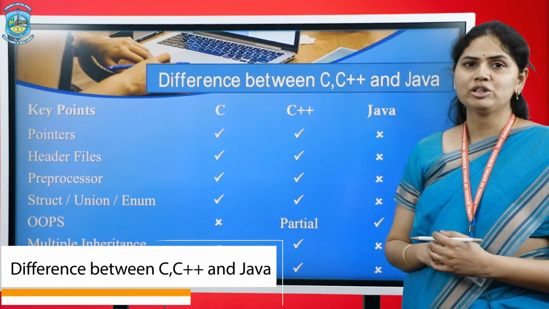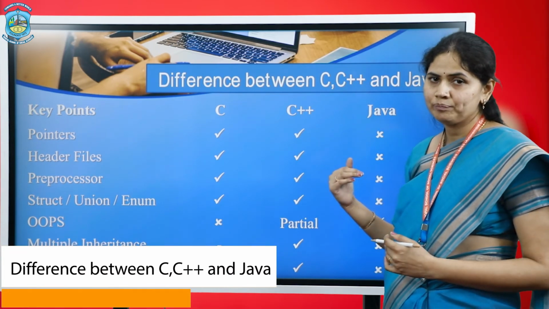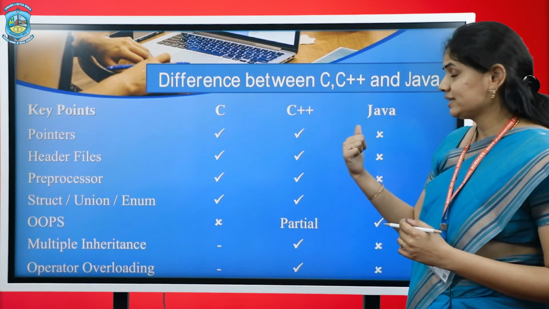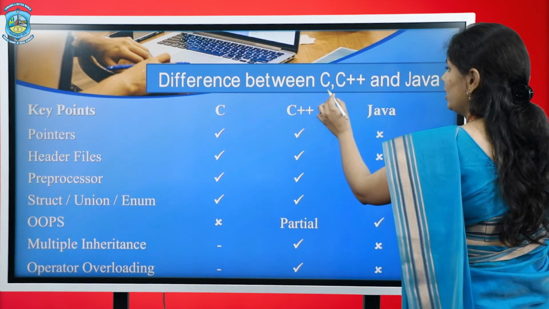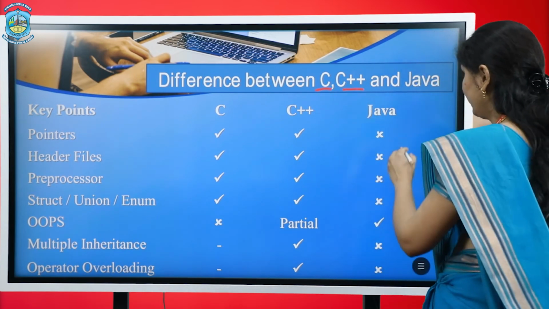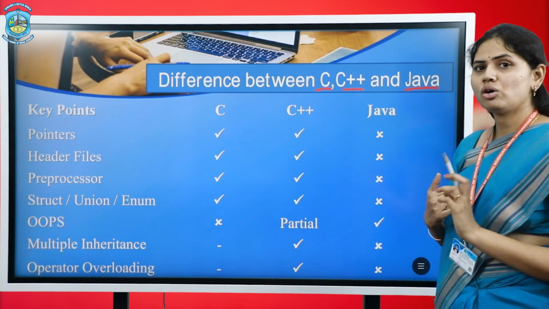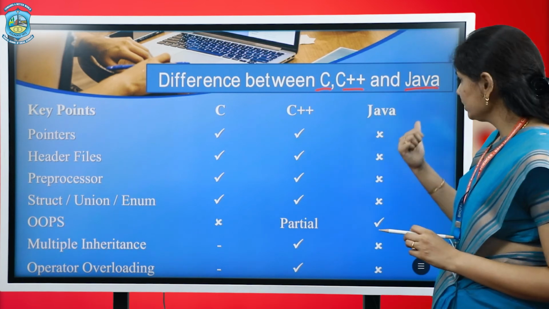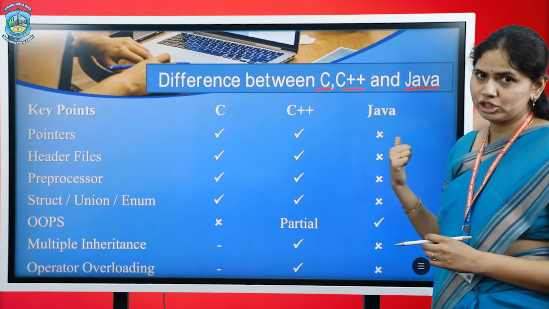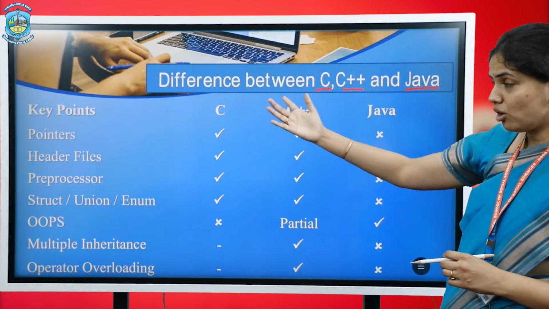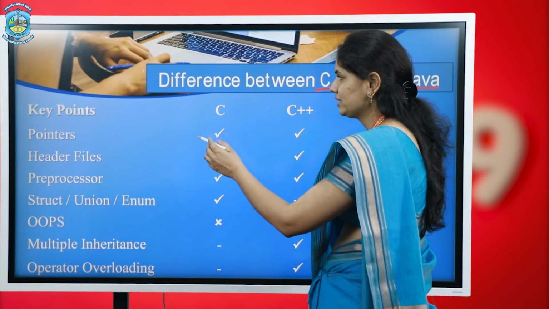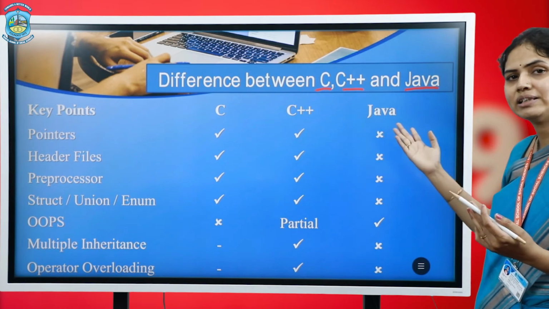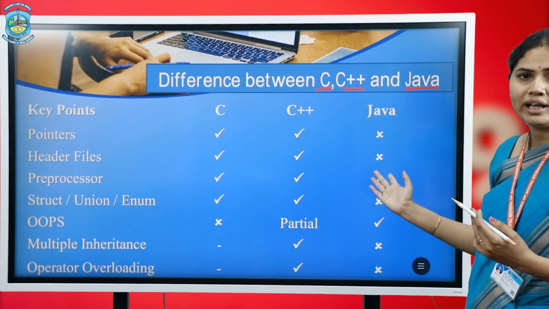Now the difference between C, C++ and Java. The very first and common difference between these three languages is that C is a procedural language, C++ is object oriented, and Java is also object oriented, but C++ is partially object oriented, while Java is a purely object oriented programming language. So on the basis of these key points, we will see the concepts which were there in C and C++ and are not there in Java.